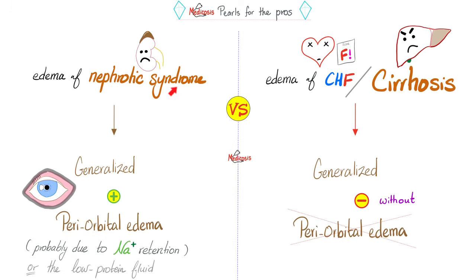The edema caused by kidney disease is usually associated with periorbital puffiness, unlike the edema of cirrhosis and CHF. So what are the 3 most famous causes of generalized edema? Cirrhotic, nephrotic, and CHF. Cirrhotic, nephrotic, CHF.